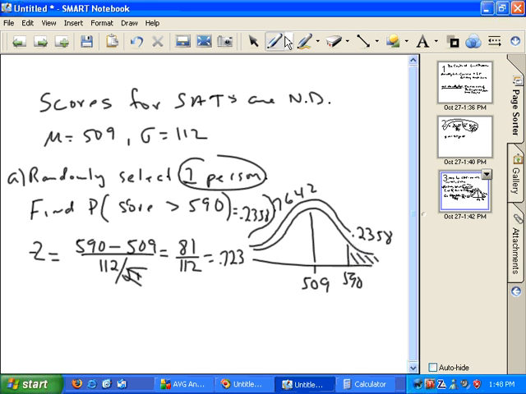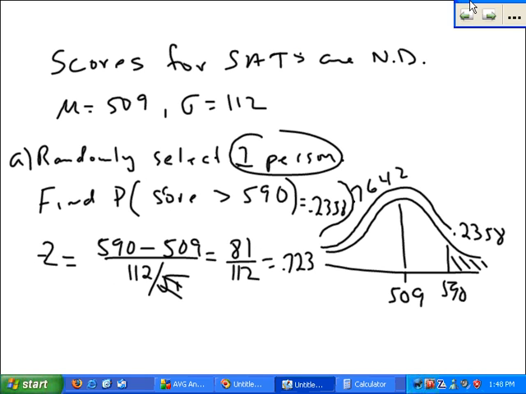But now, what if we selected more than one person? Suppose 16 people are selected. Okay, so now we are selecting 16 people. No longer one person, we select 16 people.